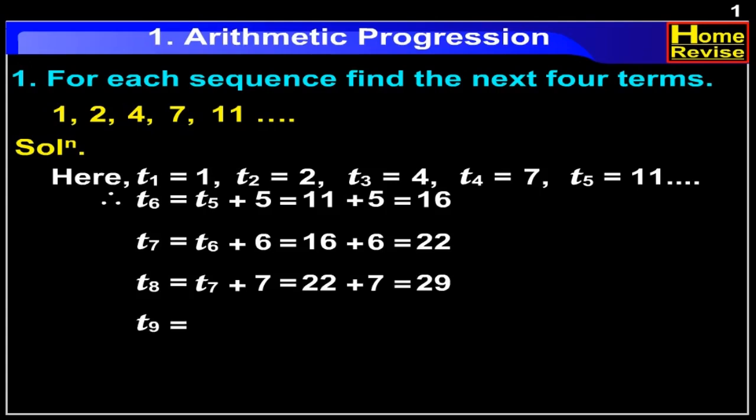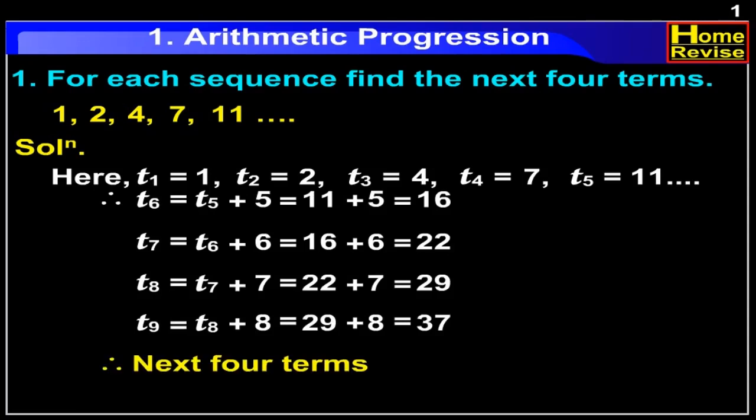And T9 is equal to T8 plus 8, which is equal to 29 plus 8 is equal to 37. Therefore, the next 4 terms are 16, 22, 29 and 37.